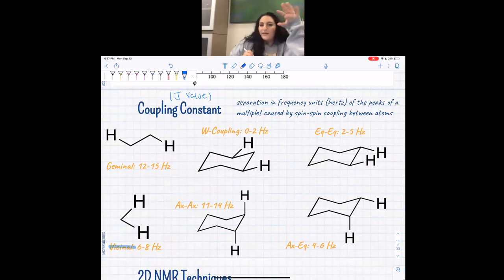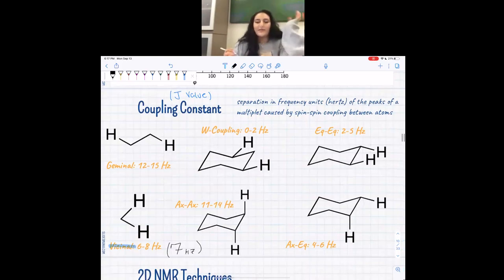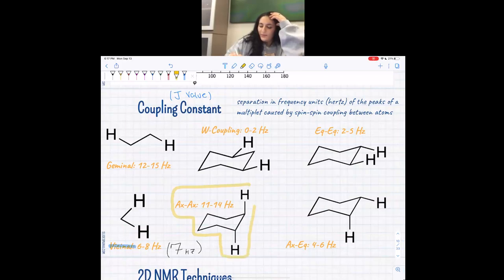And I know I put 6 through 8, but it's usually like 7 hertz. So this is what we consider normal coupling. Geminal is also important. W is cool. I don't know what to tell you guys besides this. Just memorize these six and you should be fine.